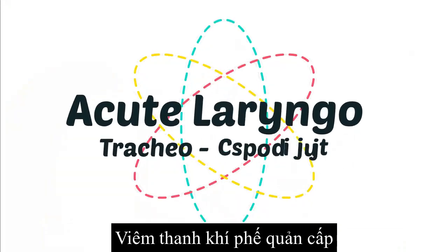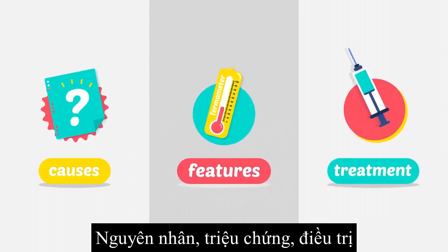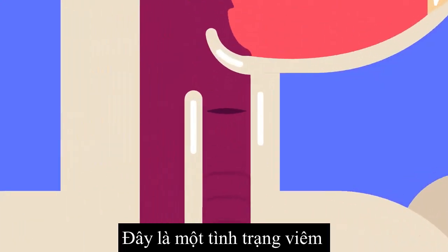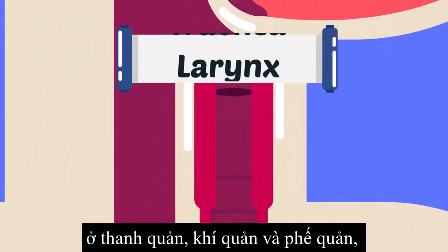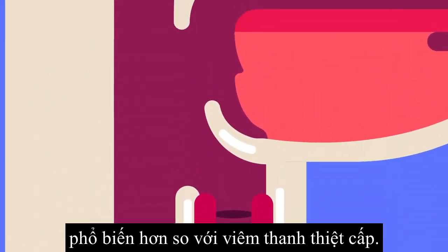Acute laryngotracheobronchitis. Causes, features, treatment. What is acute laryngotracheobronchitis? It is an inflammatory condition of the larynx, trachea, and bronchi, more common than acute epiglottitis.